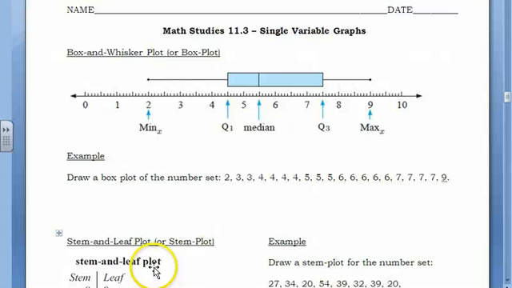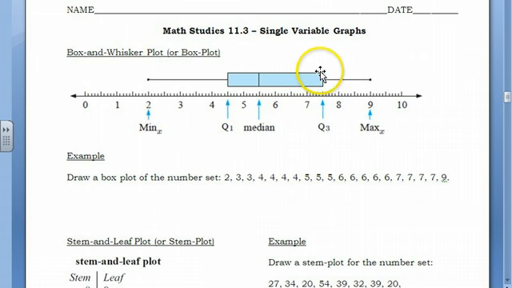This is Math Study C, section 11.3, single variable graphs. So the last section we talked about the 5-number summary: the minimum, the first quartile, the median, the third quartile, and the maximum. Those 5 numbers can be used in a box and whisker plot, or sometimes just called a box plot, as follows. The minimum, you put a dot, the first quartile a line, the median a line, the third quartile a line, the maximum a dot.